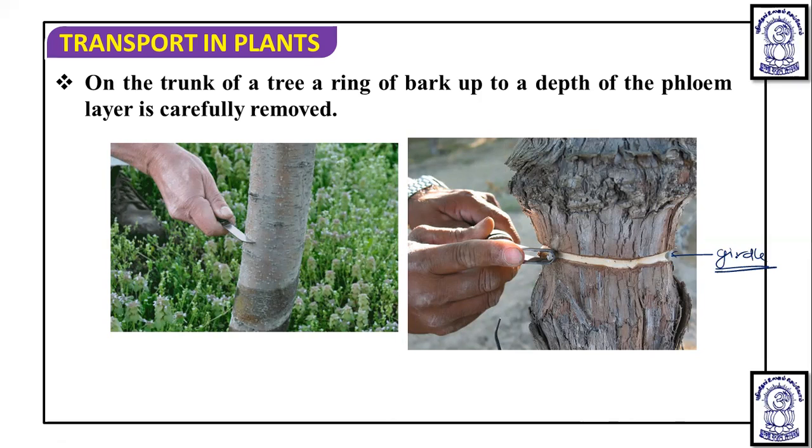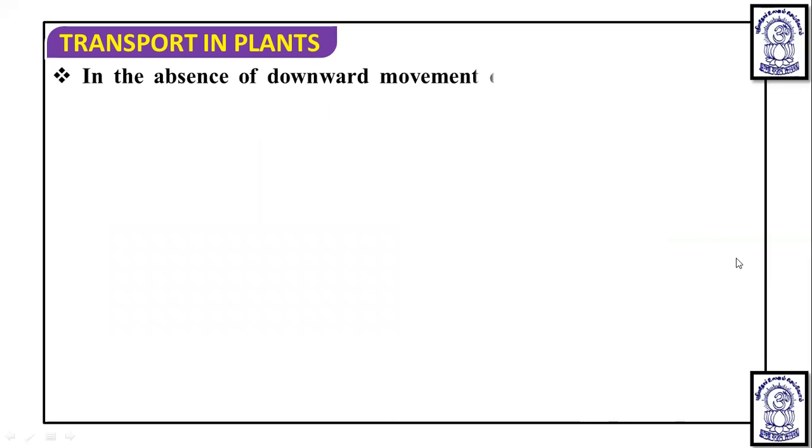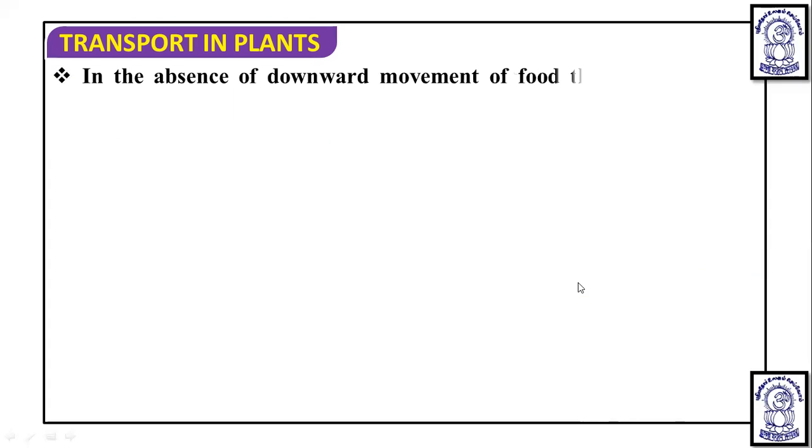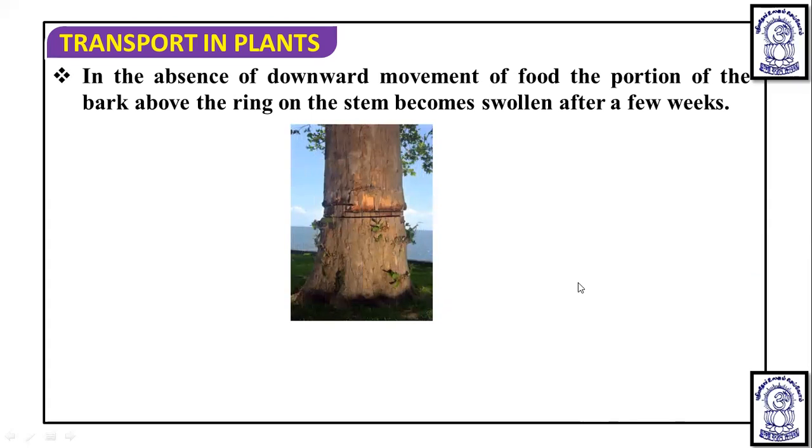Now when we remove this in the stem, in the absence of the downward movement of flow, here what happens: we have removed the bark, means we have removed the phloem. The phloem carries out food transport, so food will not go beyond this; it gets accumulated here. In the absence of the downward movement of food, the portion of the bark above the ring on the stem becomes swollen after a few weeks. You can see this portion is getting swollen above this girdle. Why? Because food is accumulating here and is not transferring to this region, but water and minerals are going upward.